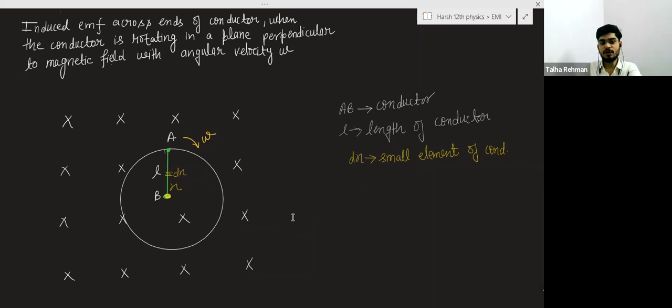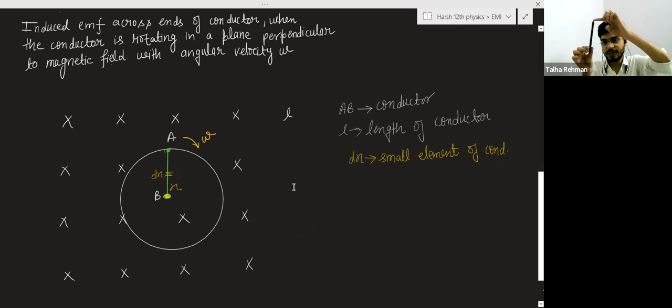Now, as this element is rotating, L is the length of wire, I have already told you. So we can write this dx here. There will be some linear velocity of the wire as this wire is rotating like this.